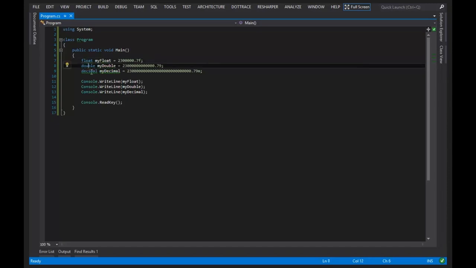So we have floats, doubles, and decimals, and the only difference is how much memory they take up and their precision.